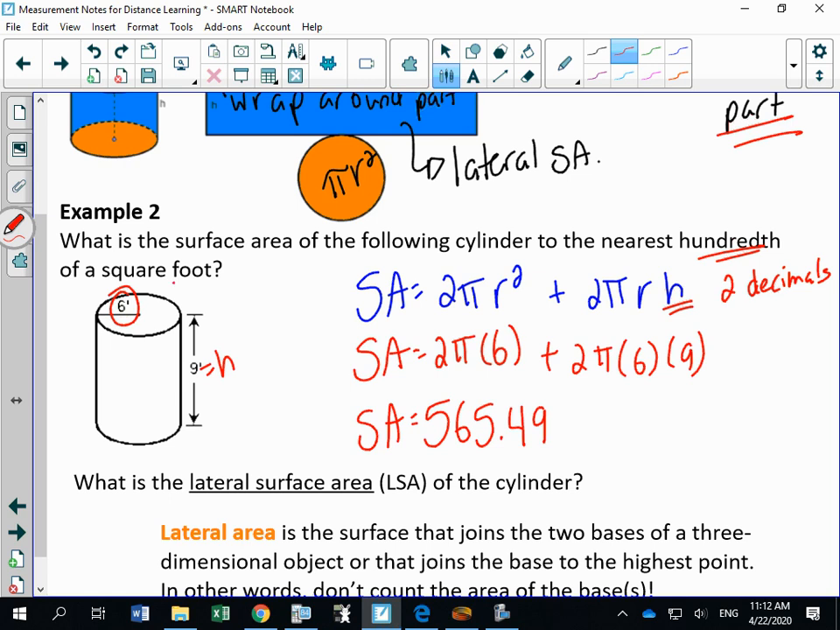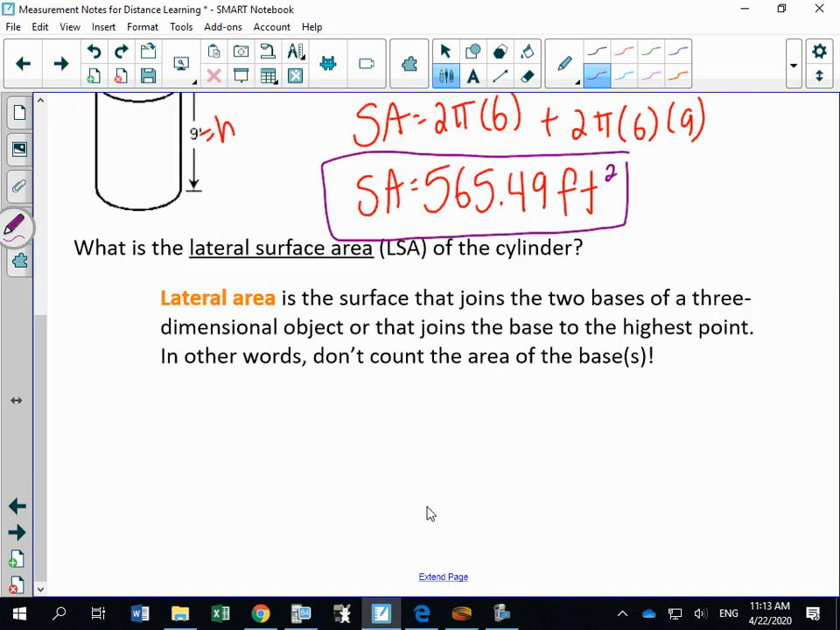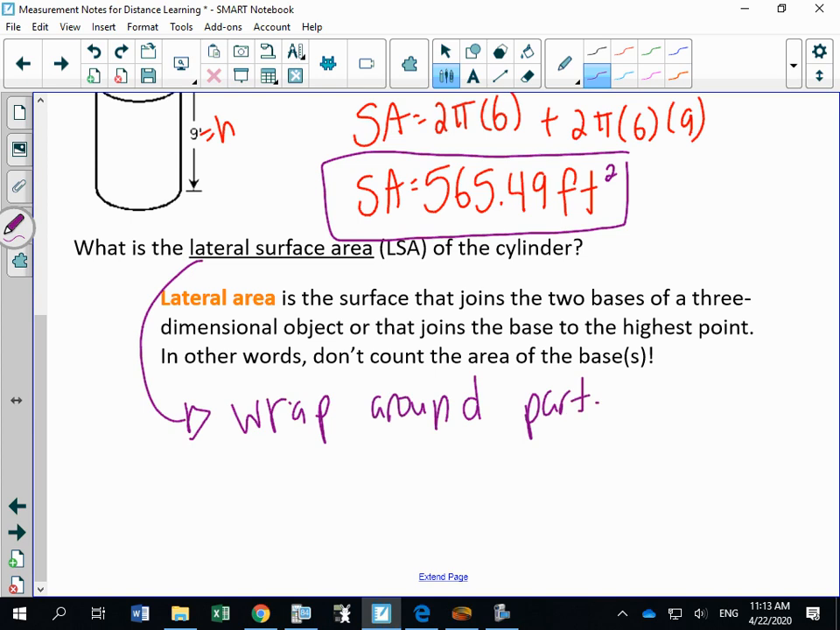So to the nearest hundredth of a square foot, and because it's surface area, I must square that. Again, here's just a note for lateral surface area: lateral surface area, wraparound part.